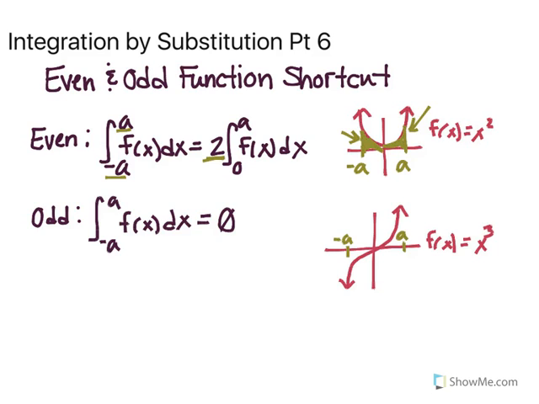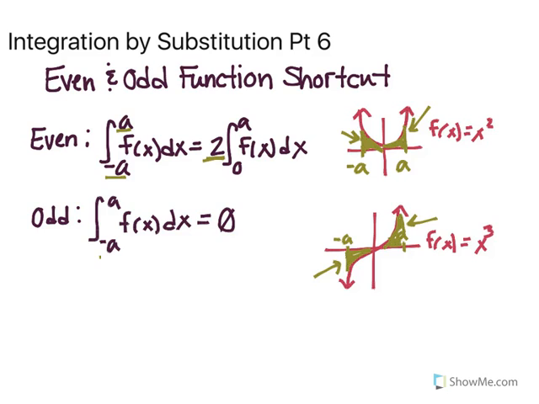If it's an odd function, like our f of x equals x cubed, let's do that again. We follow negative a to our function and shade it in, then follow positive a all the way up to our function and shade that in. What's a little different here is that whatever area is here is negative because it's below the x-axis, and the area that's here is positive, but they take up the same amount of area. So they actually cancel each other out.